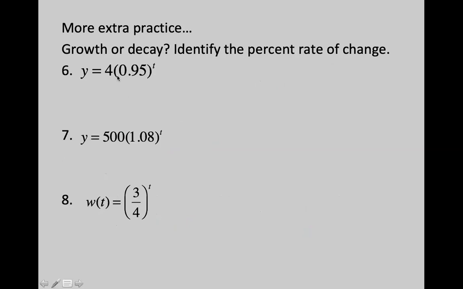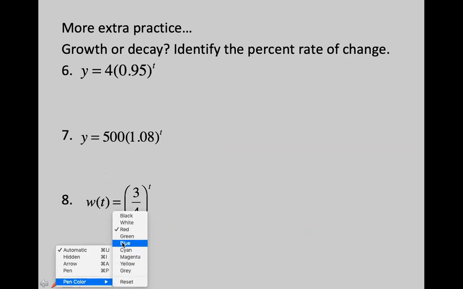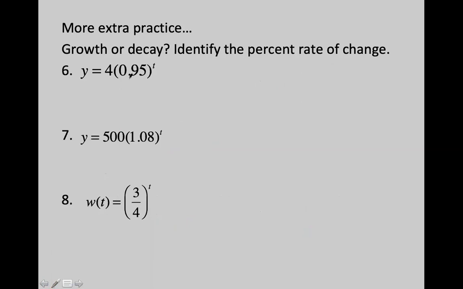You're looking, first of all, remember this is just your initial amount. You're looking in that parentheses and you're seeing, is it a number greater than 1 or a number less than 1? If it's a number less than 1, it's decay. And you just have to figure out how far off of 1 you are to get your percent of change. So if I look at 0.95, if I have 95 cents, I don't have a dollar, right? It's less than it. So this represents decay. And to find my decay factor, I can subtract 0.95 from 1.